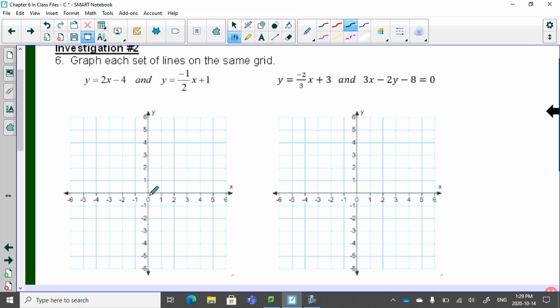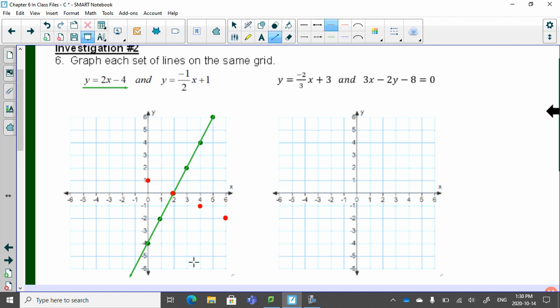Welcome back. So for here, start at negative 4, up 2 over 1, up 2 over 1, up 2 over 1. I put a bunch of points there, and I can say that this is my line right here. The next one, I'll use red. The y-intercept is positive 1. Down 1 over 2. Oh, they share a point. Down 1 over 2, down 1 over 2. I put a bunch of points there, and this is my red line.